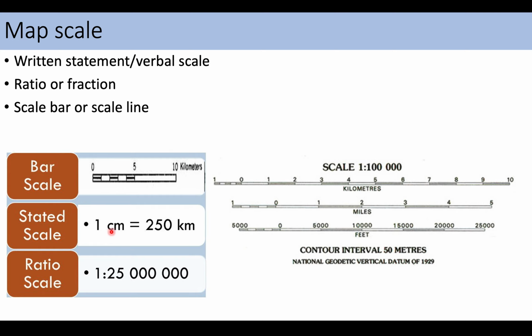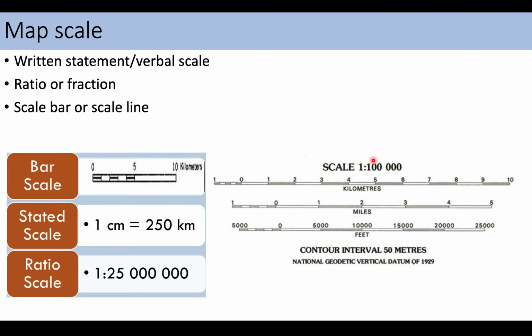Here with the stated scale, they switched the units. So 1 centimeter is equal to 250 kilometers. Whereas here, if you measured 1 centimeter, it would be equal to 100,000 centimeters. If you measured 1 inch, it would be 100,000 inches. If you measured 1 kilometer, that'd be a real big map, it would be 100,000 kilometers. This kind of scale can often be seen on many geologic maps.